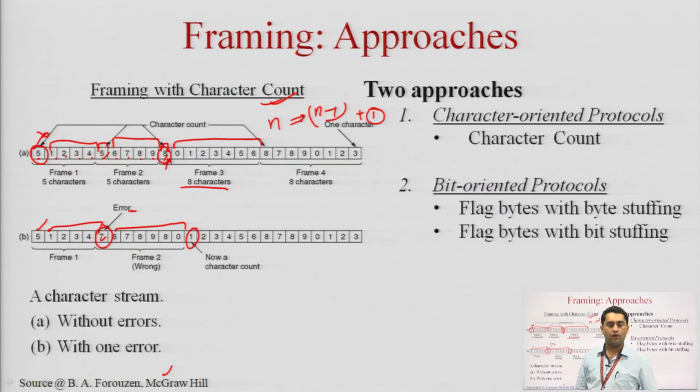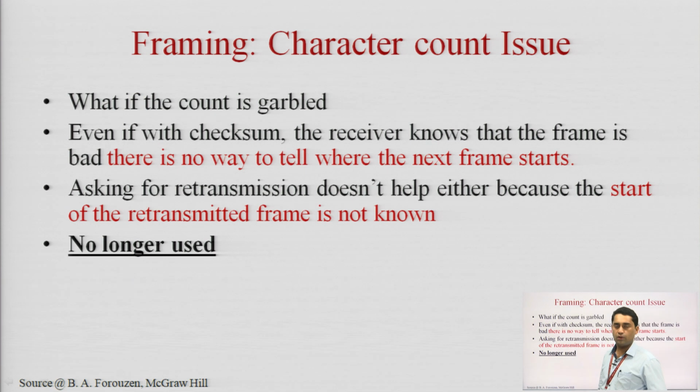So, why are we studying it? Because this is a foundation. It is very important to understand what the issues and problems in the previous one were, and why we are shifting towards the latest one. So, in character oriented, this is an example of character count. Currently, we are not using character oriented, we are using only the bit oriented protocols. Under these, we have 2 examples. So, let's discuss this. Why are we not using this? Because if one bit is changed, the whole count will change. So, this is no longer being used. So, this is about the character count issue.